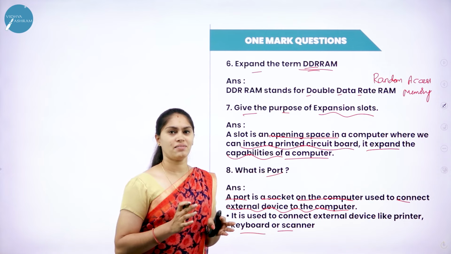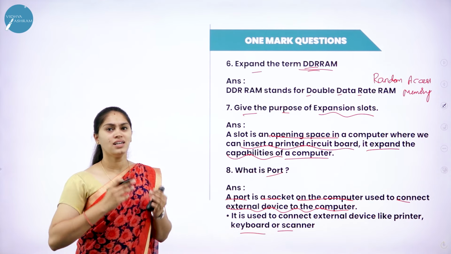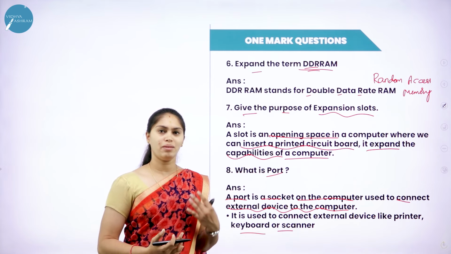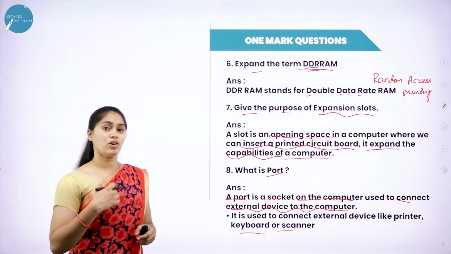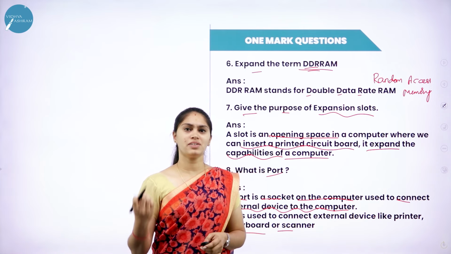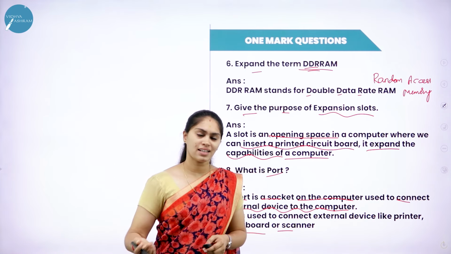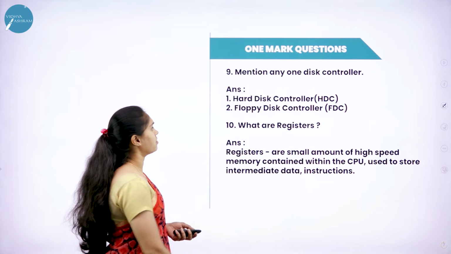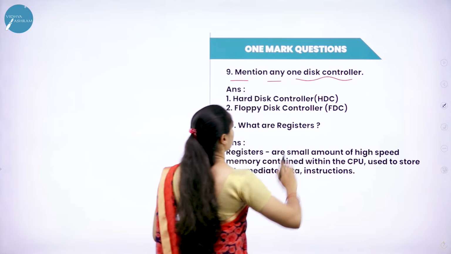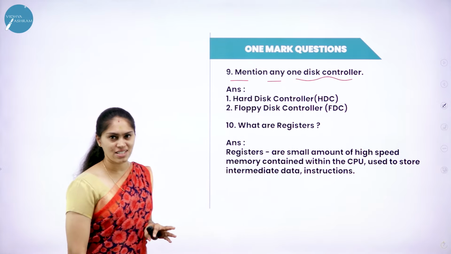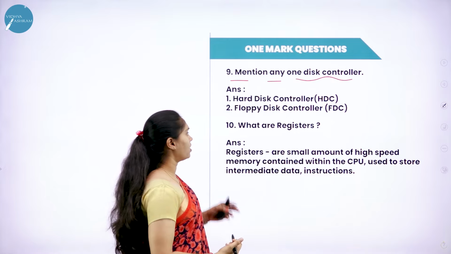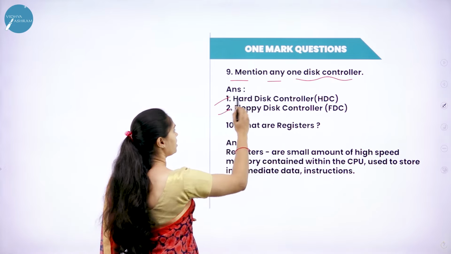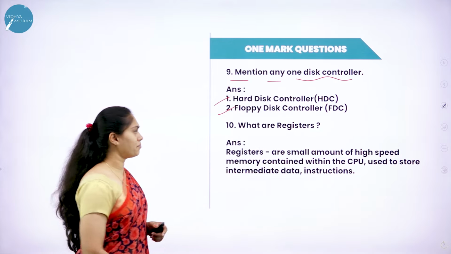If I am saying external devices, it is apart from the peripheral devices. If you consider input and output along with the memory, that will be considered as peripheral devices. If I want to insert some more devices which are external to the computer system, then this port is going to be used. Next, we have: mention any one disk controller. We have two kinds of disk controller. One is the hard disk controller, another one is the floppy disk controller. Out of that, you can mention any one in order to get 1 mark.